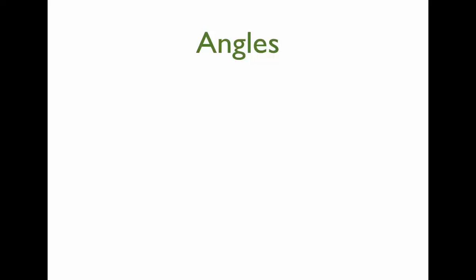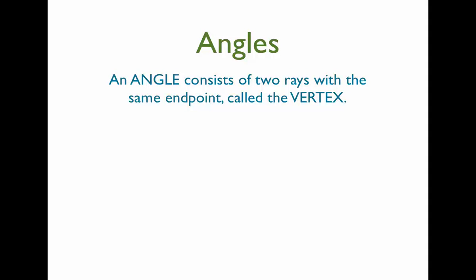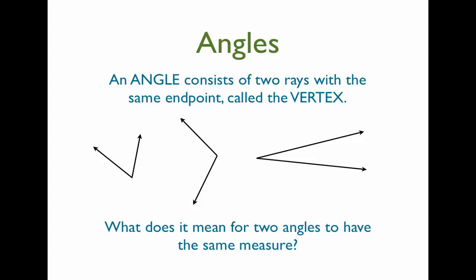Trig starts with angles. First of all, the definition of an angle: two rays with the same endpoint, called the vertex. So two rays that have the same common endpoint form an angle. That's an object, right? An angle is an object. And then we talk about the measure of an angle.